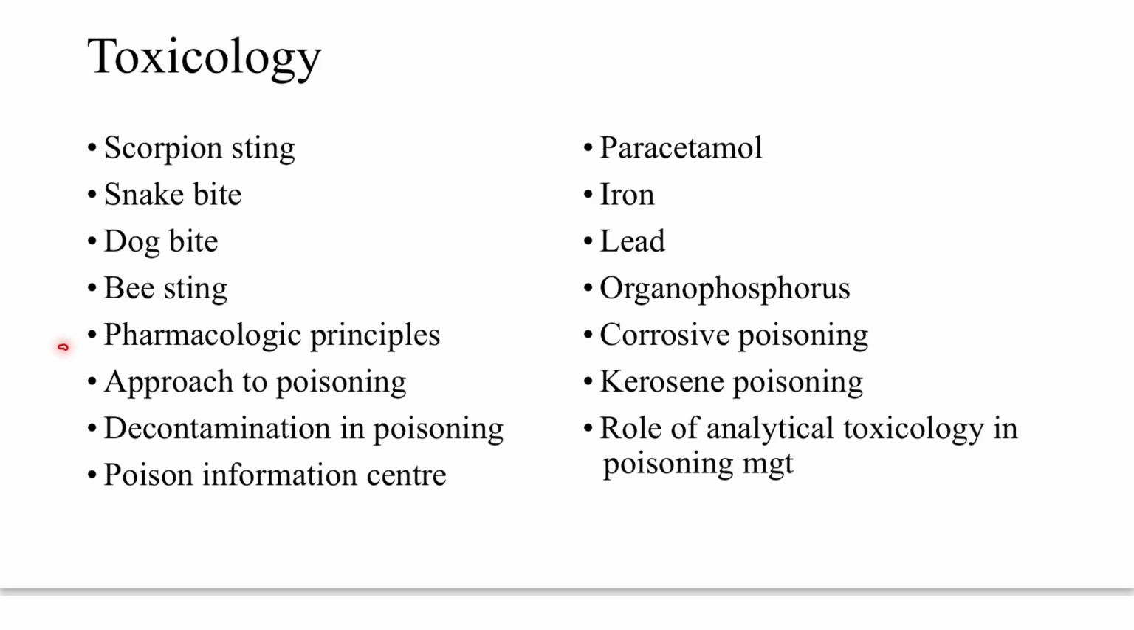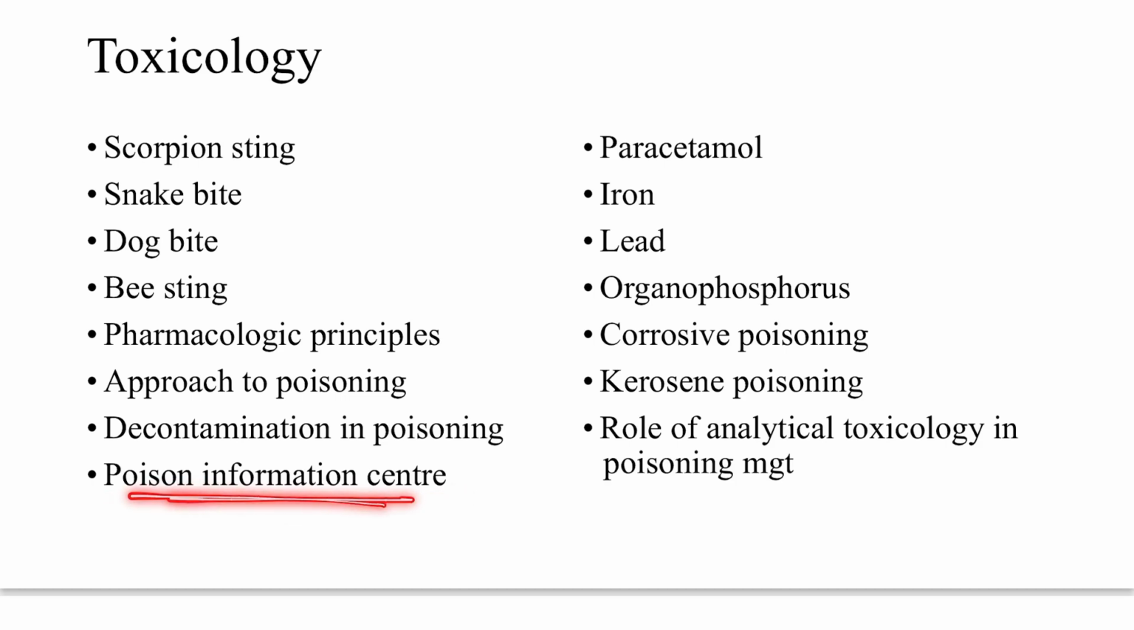And the pharmacological principles of whatever toxin is being ingested. An approach to a child who is coming with unknown poisoning. How do you do the toxidromic approach? Decontamination. Poison information center. This is again a vague topic. I'm telling you, you should read. Okay, these are the topics.